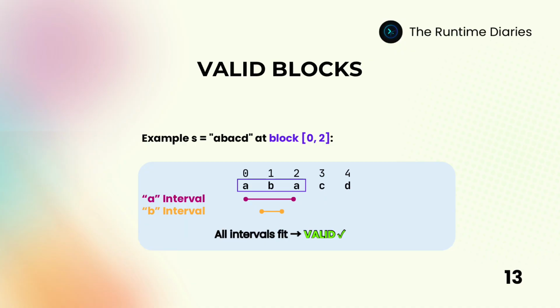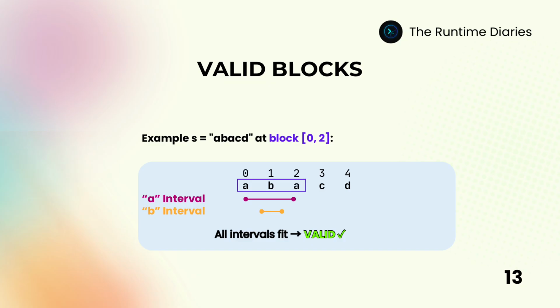Now let's look at a valid example. Go back to the example that we had, which was ABACD. We've computed merged blocks, which are 0, 2, 3, 3, and 4, 4. Let's validate the block 0, 2. What characters are inside 0, 2? Looking at the string ABACD, indices 0, 1, 2 contain ABA. So the characters are A and B.